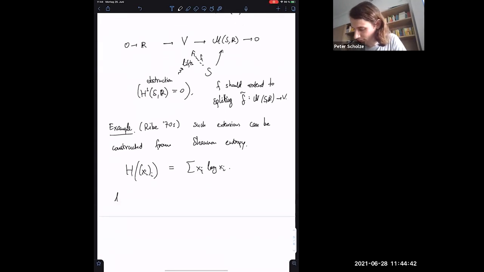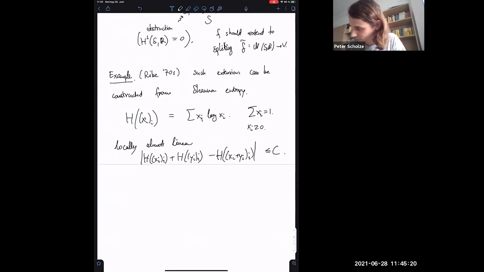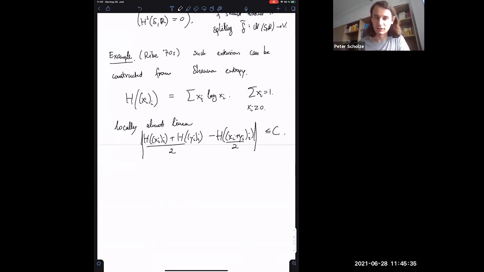And the key point about entropy is that it's locally almost linear. So the Shannon entropy of some xi plus the Shannon entropy of some yi minus the Shannon entropy of xi plus yi is bounded by a constant. Let's say the sum of the xi is normalized to be one and the xi are greater than or equal to zero. And maybe to make sense of this, I should divide this by two. Or generally, if you sum a times the one plus one minus a times the other, then it's bounded by a constant. But not globally, almost linear.